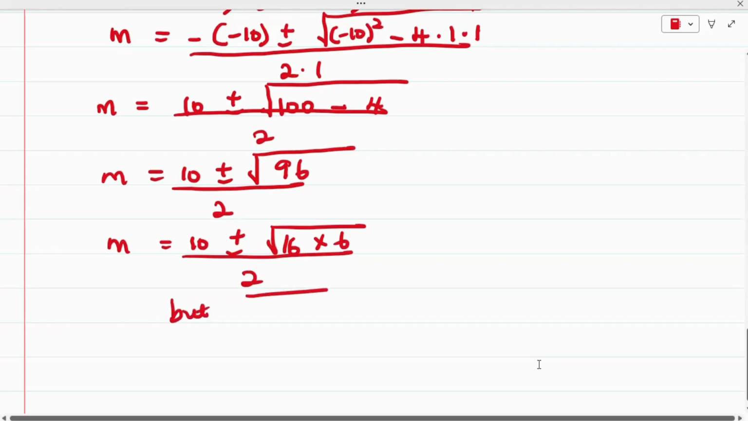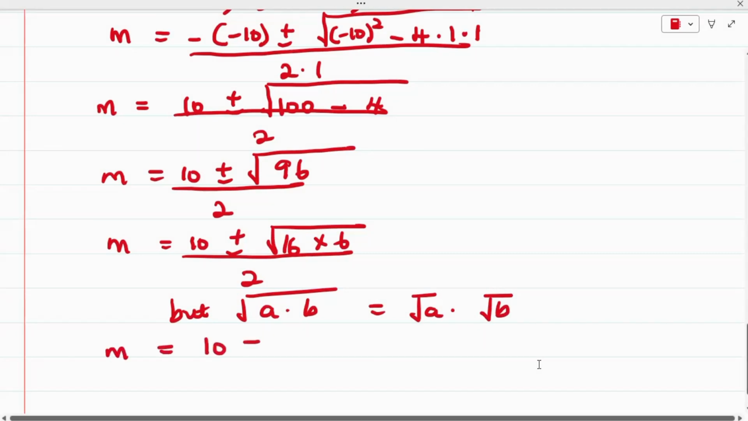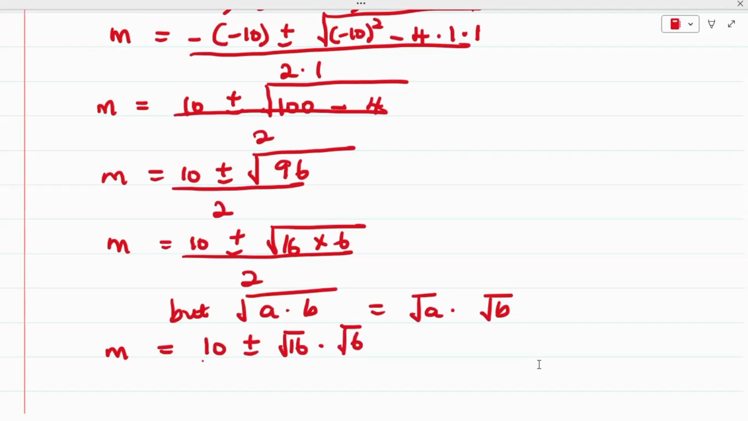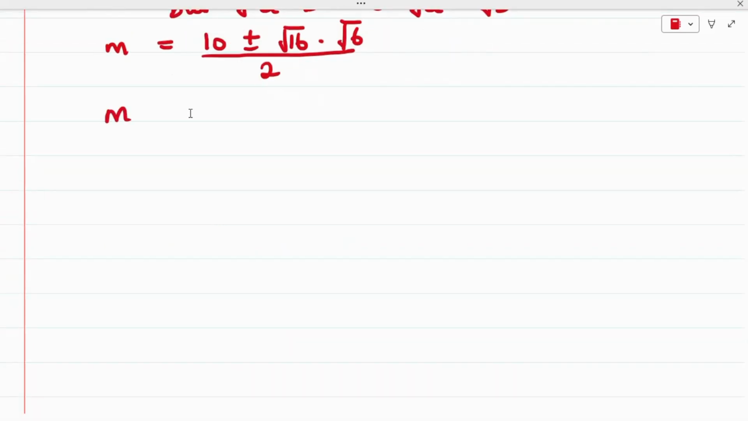But we know that if we have the square root of a multiplied by b, this is equal to the square root of a multiplied by the square root of b. So m is equal to 10 plus or minus the square root of 16 multiplied by the square root of 6, and this is going to be divided by what? 2. So from here we have that m is equal to 10 plus or minus the square root of 16, which is 4, root 6, divided by what? 2.